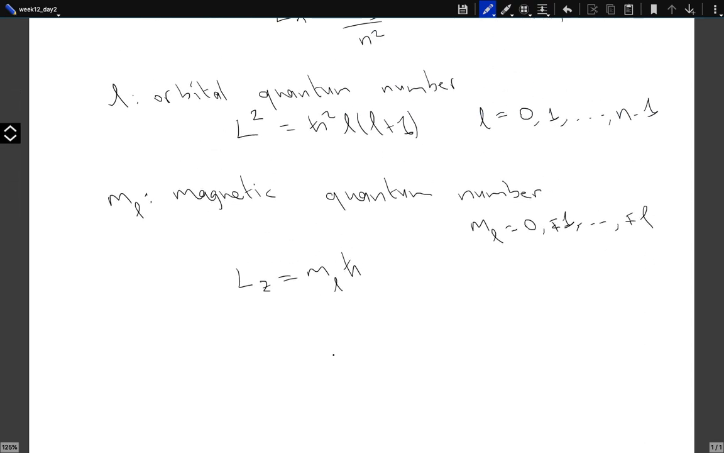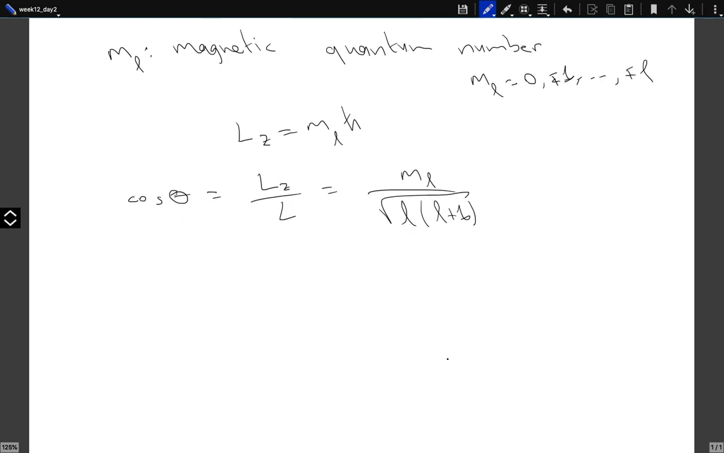And then finally, we said that the cosine of the angle that the angular momentum makes with the vertical cannot have any value, but only discrete values. Cosine theta, given by Lz divided by L, can only take values ML divided by the square root of L times L plus 1. This is also sometimes called the space quantization.